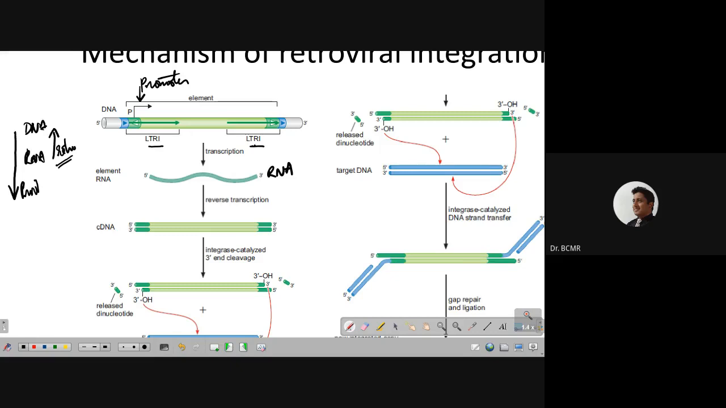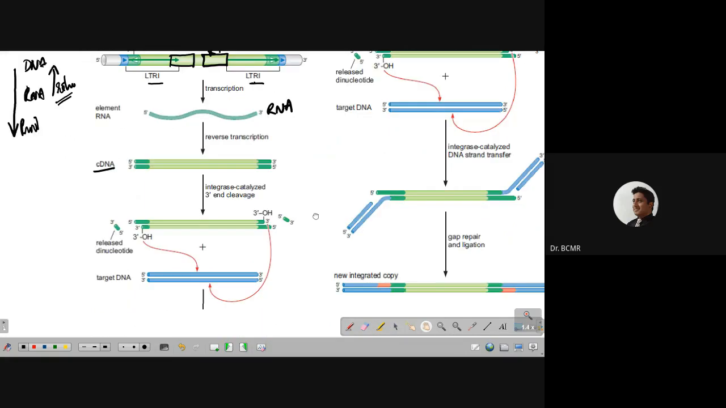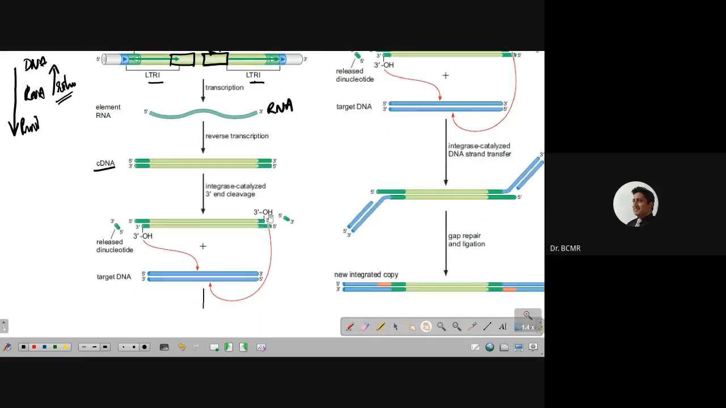Okay, so I also told you that there are two genes in it. One is the integrase, and the other one is the reverse transcriptase. So those genes are expressed, in the mRNA they are translated, and you will have formation of integrase and reverse transcriptase. The reverse transcriptase will work on the mRNA and will synthesize a double-stranded DNA molecule. That DNA molecule is processed, and there is a generation of a 3' OH that will make a nucleophilic attack on the target site.